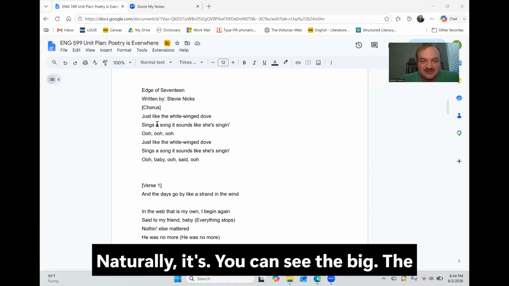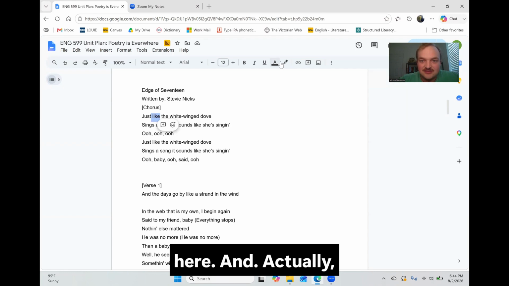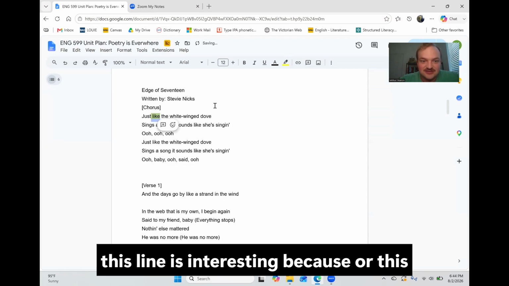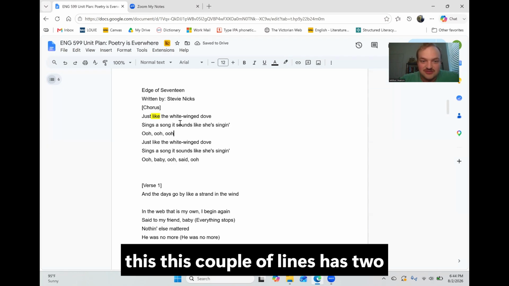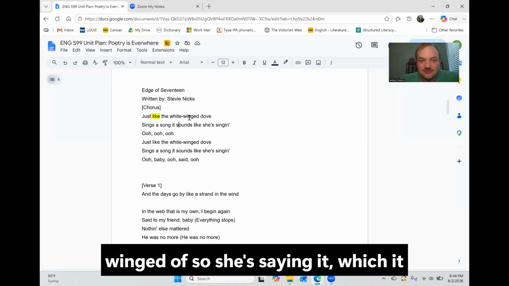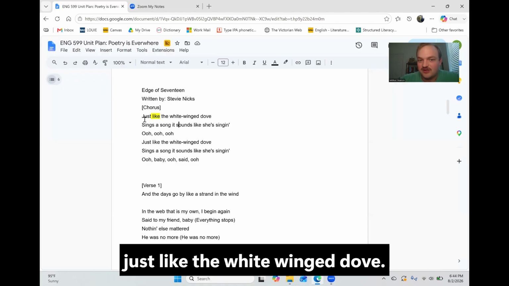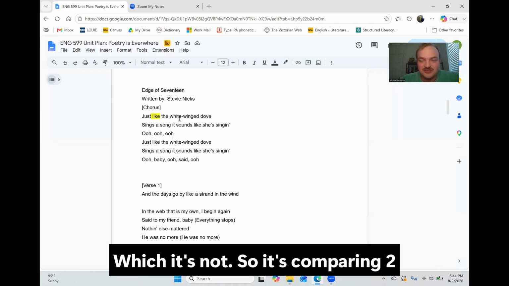So naturally, you can see the trigger word for a simile is like right here. And actually, this couple of lines has two similes. So it's just like the white-winged dove. So she's saying it, which hasn't been named yet in the song, is just like the white-winged dove, which it's not.